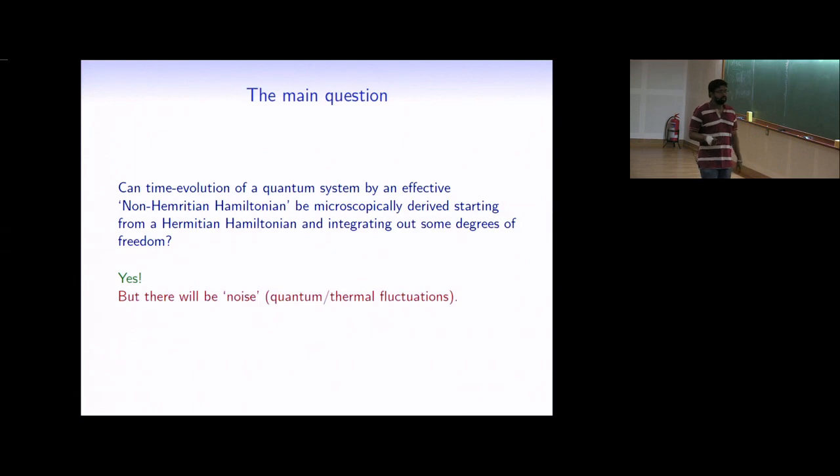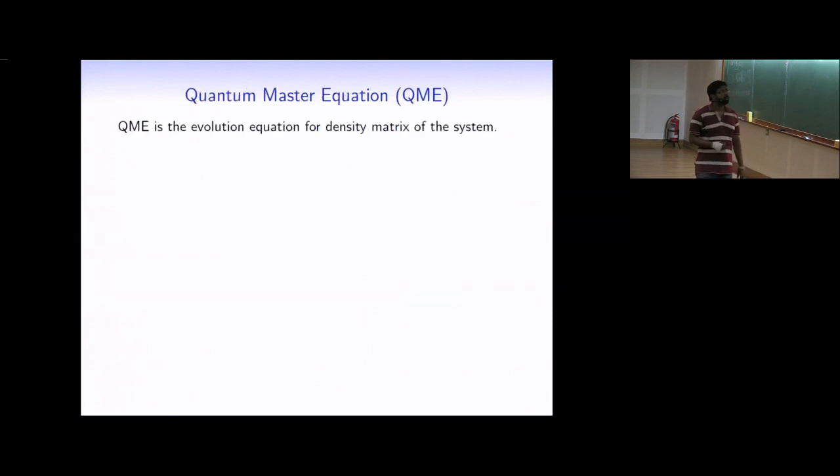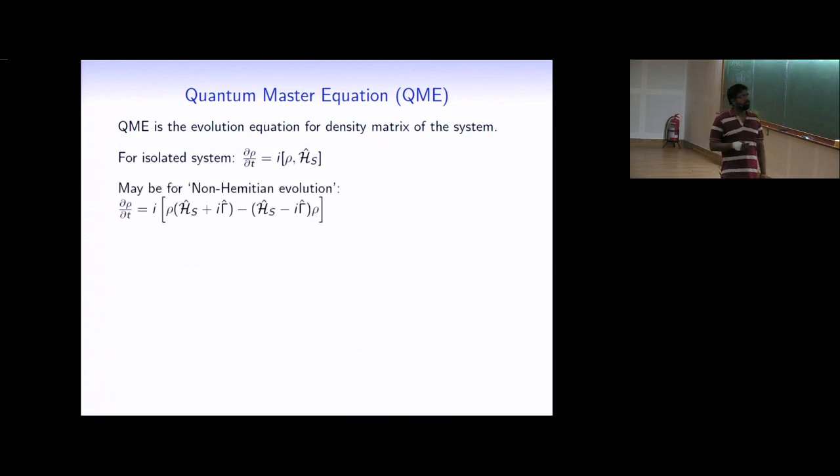And then, as people would probably expect, there will be some quantum or thermal fluctuations. So what I mean by this approach is the quantum master equation approach. The quantum master equation is just the evolution equation for the density matrix of the system. For an isolated system, it's just this. Now, for a non-Hermitian evolution, one may want something like this, which has some non-Hermitian part added to it. And I've found this sort of thing used in the literature also. But when you're integrating out some Hermitian theory, you don't really want this, because this does not preserve the trace of rho.